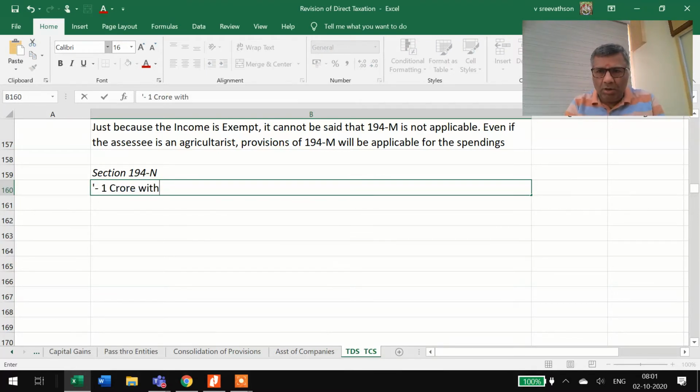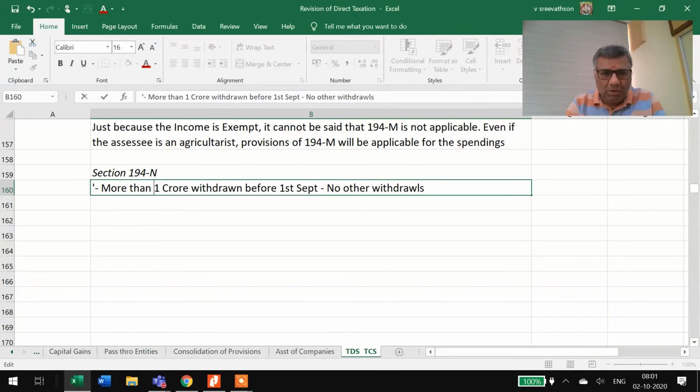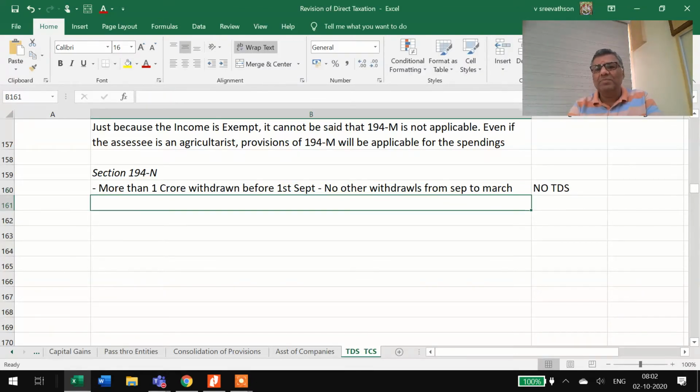Case one: more than 1 crore withdrawn before 1st September, no other withdrawals from September to March. No TDS, my dear friends. Tax cannot be deducted in this case.